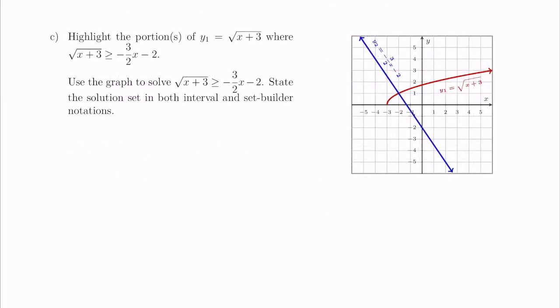In part C, we want to highlight the portions of y1 equal to the square root of x plus 3, where the square root of x plus 3 is greater than or equal to negative 3 halves x minus 2. Recognizing that the square root of x plus 3 is represented visually by the red graph of y1, and that negative 3 halves x minus 2 is represented visually by the blue y2 graph, when we're highlighting the portions of y1 where the square root of x plus 3 is greater than negative 3 halves x minus 2, we are looking where the y1 graph, or the red graph, is vertically above the blue line. Well, this happens starting at that point of intersection and continues on to the right.